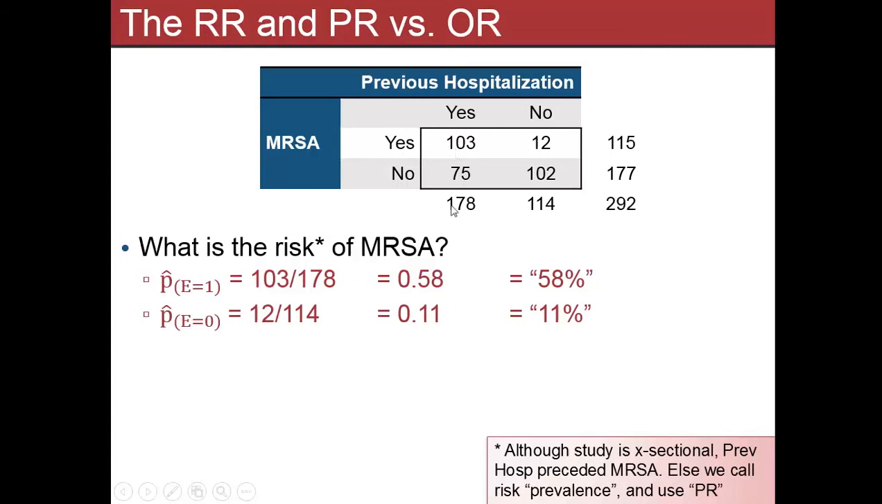So 103 over 178, 58% of the previously hospitalized develop MRSA, compared to the non-previously hospitalized, and it's 11%, 12 over 114.